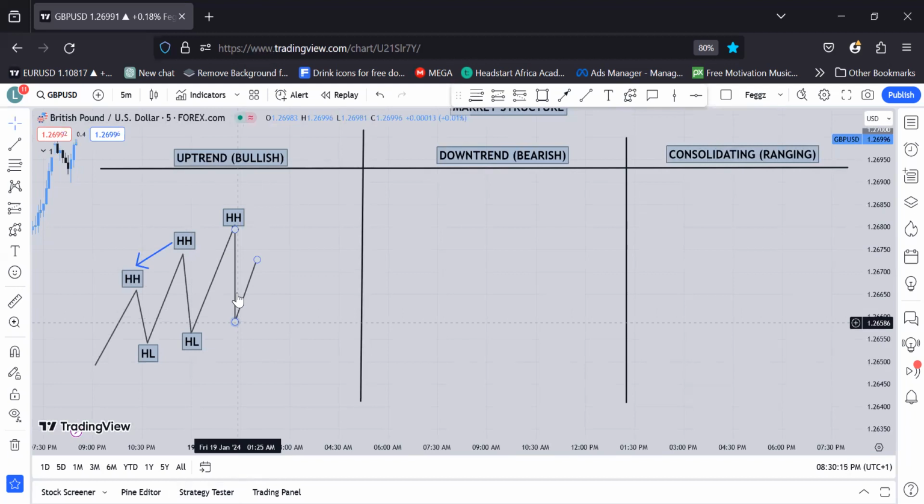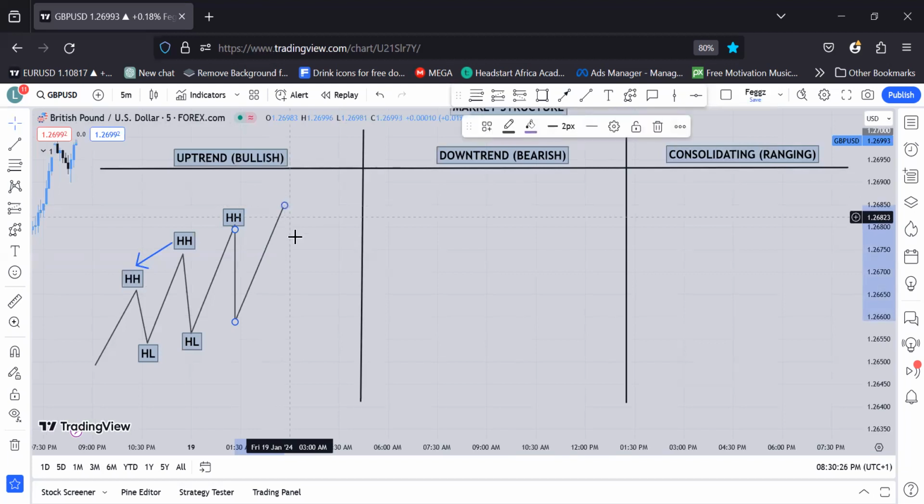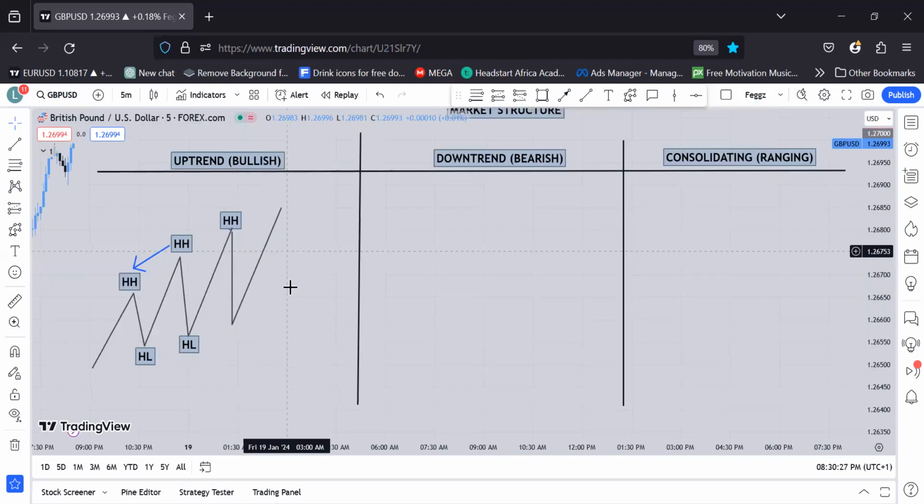A higher low can only be a higher low when the higher low pushes price above the previous high. These things I'm dropping, people pay money for it on YouTube. A higher low can only be called a higher low when price pushes above the previous higher high. That is when you can classify the higher low, because price can come here and still reverse.